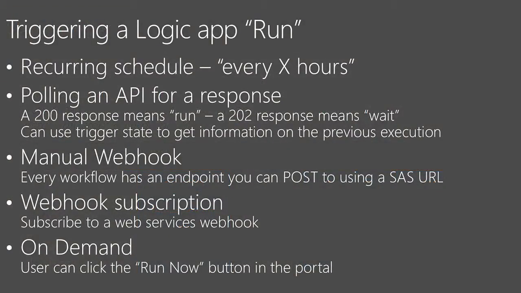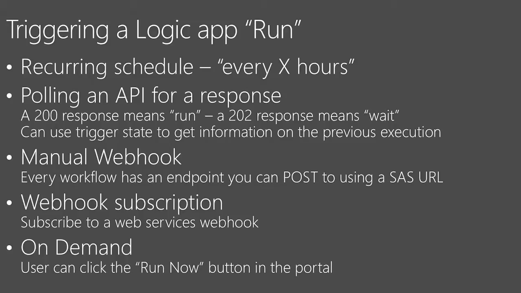Triggers allow a logic app to run. There are many types of triggers that can create an instance of a workflow. The first one is a recurring schedule. Every X hours or every 5 minutes or every 3 days, you can have a new instance of a logic app run. You can have a polling API for a response. So the endpoint will be polled until a response of 200 is returned and the new instance of the workflow is started. You can also have a manual webhook. If you put a manual trigger into your workflow, you automatically get a URL that you can post to and create a new instance of a workflow.